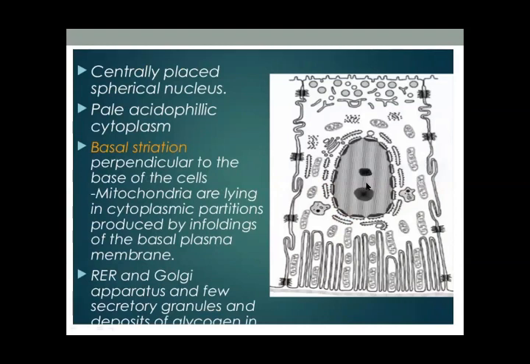Centrally placed spherical nucleus, pale acidophilic cytoplasm. Basal striations are perpendicular to the base of the cells. Mitochondria are lying in cytoplasmic partitions produced by the enfoldings of the basal plasma membrane. Thus, endoplasmic reticulum and Golgi apparatus and few secretory granules are sites of the canaliculi.